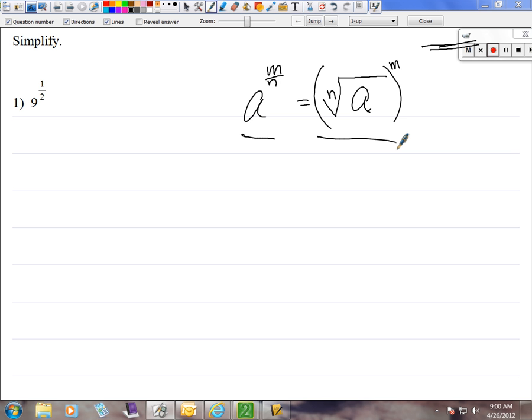So, what is 9 to the 1/2 the same as in radical form? Wouldn't that just be the square root of 9? Isn't 2 a square root? Right? Now anything to the first power is still the same thing, isn't it? We could write this, but do we need to? Does anything to the first power change anything? No. So now we have the square root of 9, which is, and there's my final answer. Let's go to number 2.